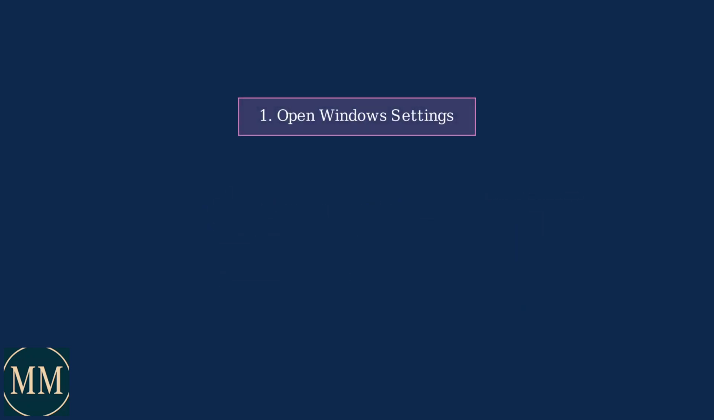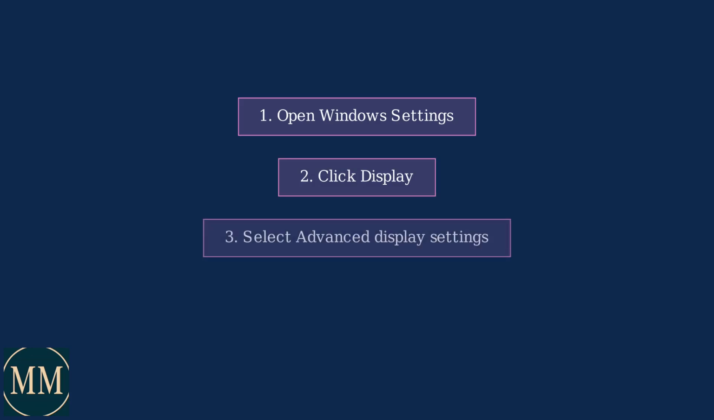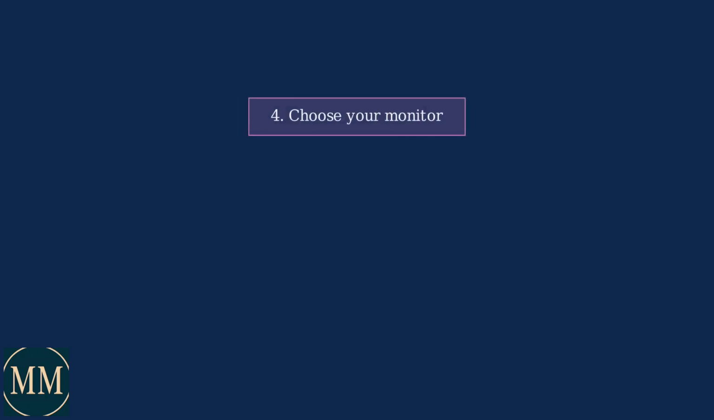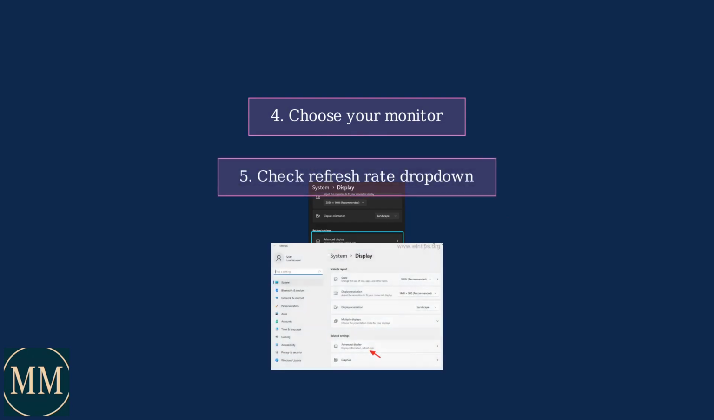After adjusting the refresh rate in your monitor's OSD menu, verify the change in Windows. First, open Windows Settings by clicking the Start menu and selecting the gear icon. Navigate to the Display section in Settings. Scroll down and click on Advanced Display Settings. In the Advanced Display Settings, select your LG monitor from the list of displays. Ensure the refresh rate matches what you set in the OSD. Use the drop-down menu to select the correct rate if needed.